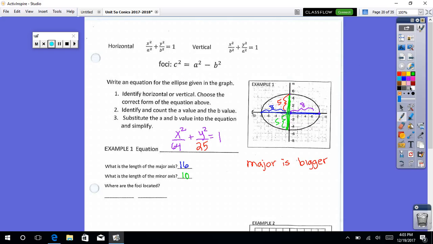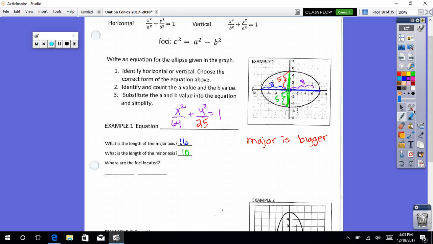To get the foci, I want you to write this out to the side. It is a squared minus b squared equals c squared. It's kind of like doing the Pythagorean theorem back in middle school. But I want you to remember, don't worry about horizontal or vertical. It's always going to give you a positive answer. So it's always got to be big minus little, and take the square root.